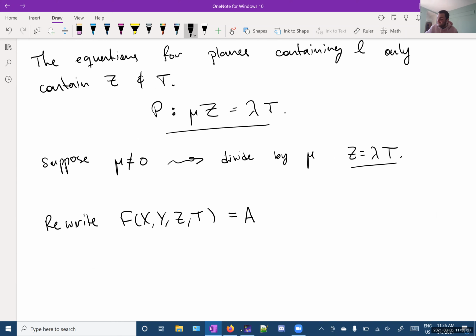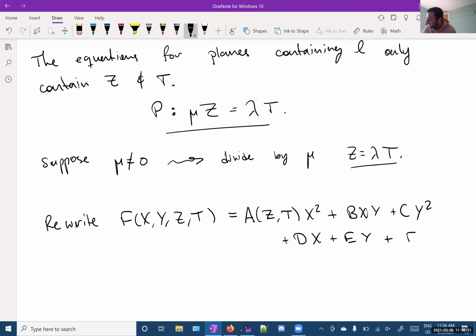So I'm going to rewrite f as a of z, t times x squared plus b times xy plus c times y squared plus d times x plus e times y plus f. Let me write this down correctly.